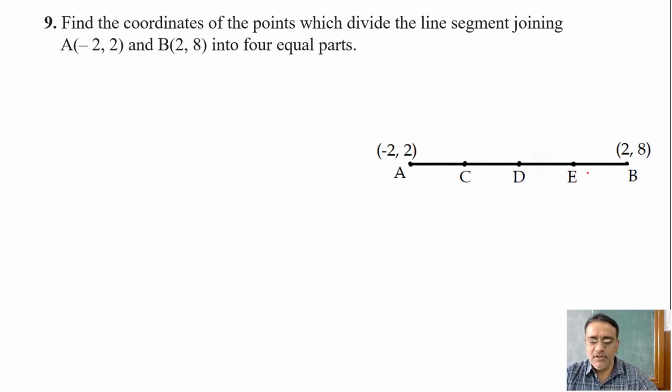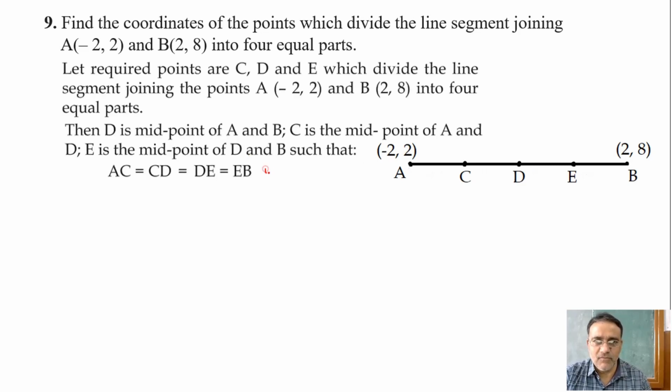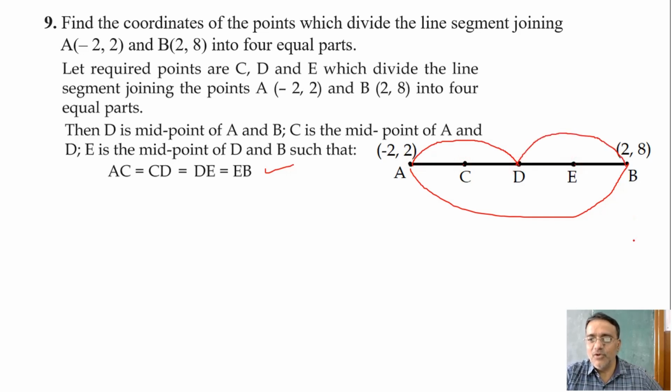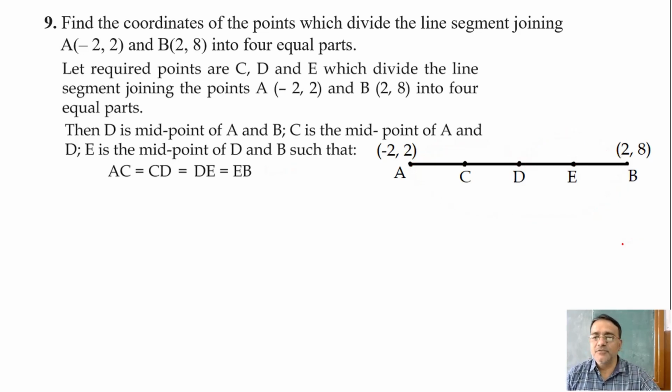So this question is very easy. 4 equal parts means AC is equal to CD is equal to DE is equal to EB. So it is clear that D is the midpoint of AB, C is the midpoint of AD, and E is the midpoint of DB. So we will use the midpoint formula in order to find all the coordinates. Let us start with D, the midpoint of AB.